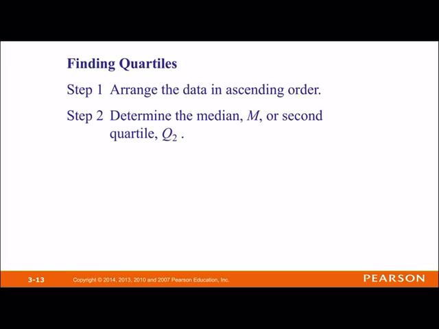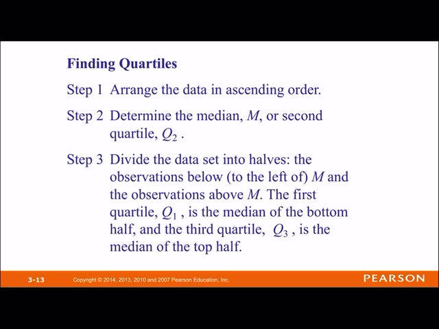Second, we're going to determine the median, or the second quartile. You have to find that first. It's not optional. You always have to find the median before you find the first quartile or the third quartile. Then step 3, we're going to divide the data set into halves: the observations below or to the left of the median, and the observations above the median.